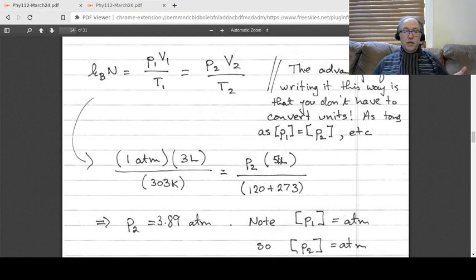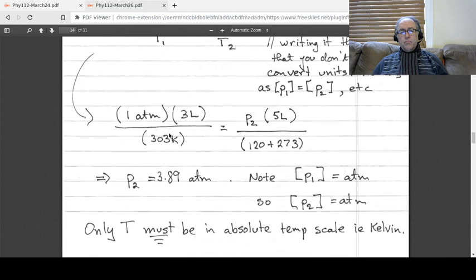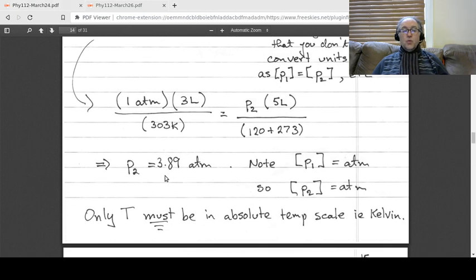Don't even bother converting it to MKS. And the temperature afterwards is going to be 120 degrees Celsius, but again, in absolute scale, that's 120 plus 273. Okay, and so you could see that by doing this, you avoided any of this kind of conversion business with P's and V's. And poof, out it comes. Now, of course, because we were working in atmospheres, the answer for P2 is going to come out in atmospheres, but there it is, 3.89 atmospheres.